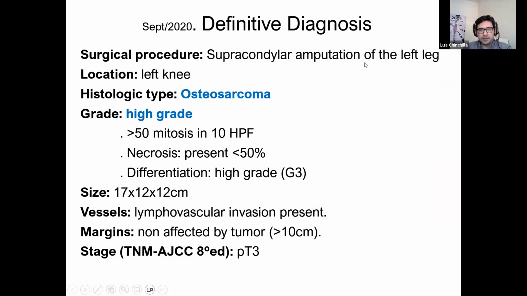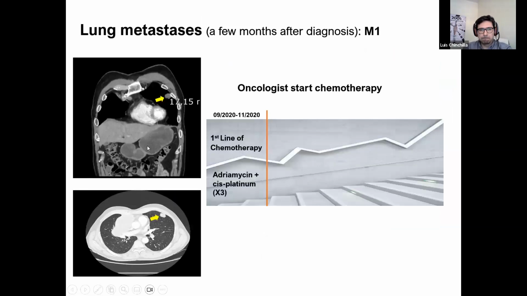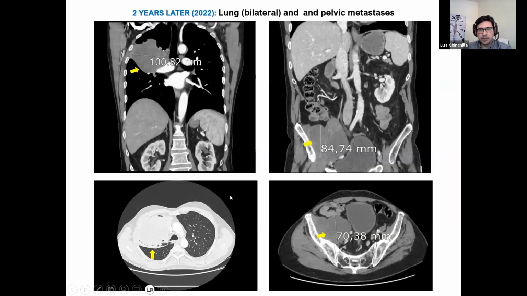And my definitive diagnosis was finally a high-grade osteosarcoma with lymphovascular invasion. It was a pT3 stage. And the patient presented lung metastases a few months after diagnosis. So the oncologist started chemotherapy. This was the first line of chemotherapy.